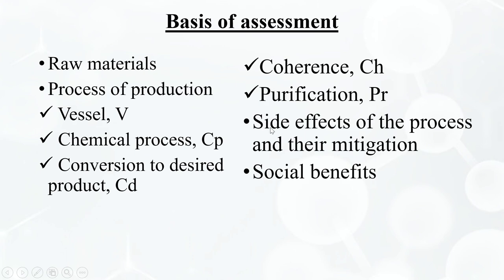Then we have the side effects of the process and their mitigation. We are emphasizing side effects of the process. Then social benefits of the production process. Sometimes we normally give the side effects of the product, yet we are looking at the side effects of the process.